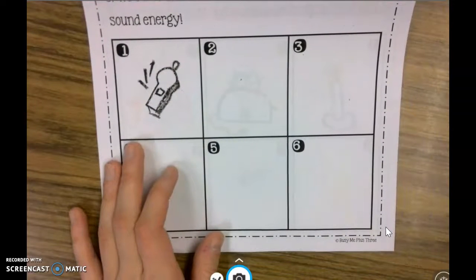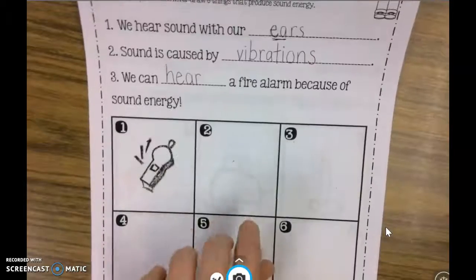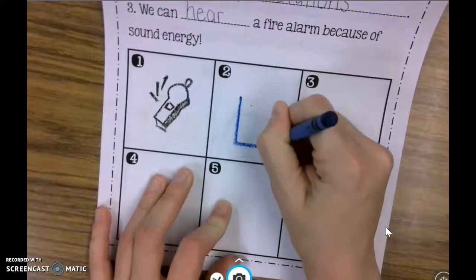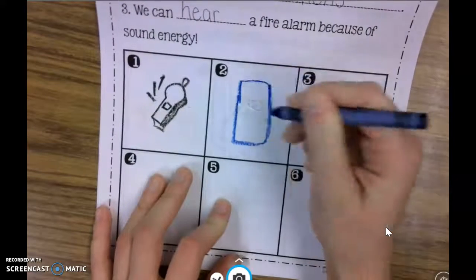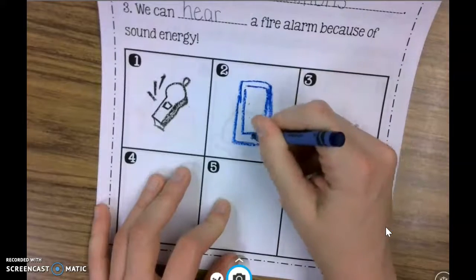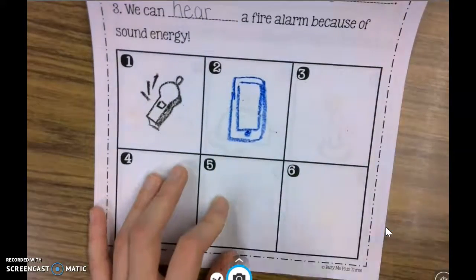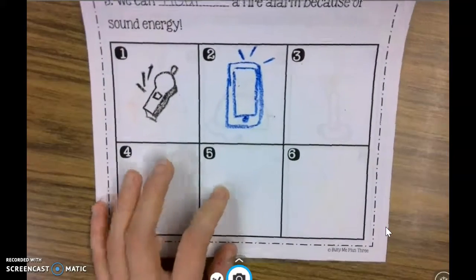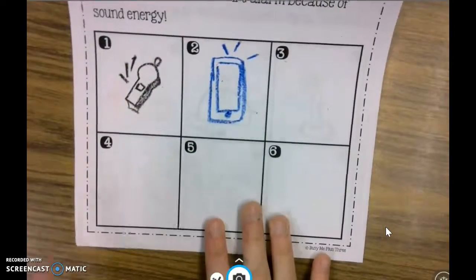Another thing is something we don't really think of is our cell phones, right? So I'm going to draw a smartphone. Button at the bottom, and I'm going to go like that. That means it's ringing, right? Lots of things make sound.